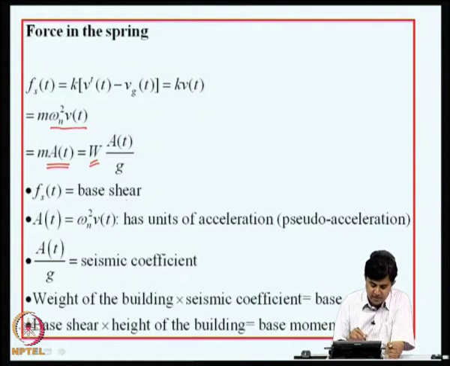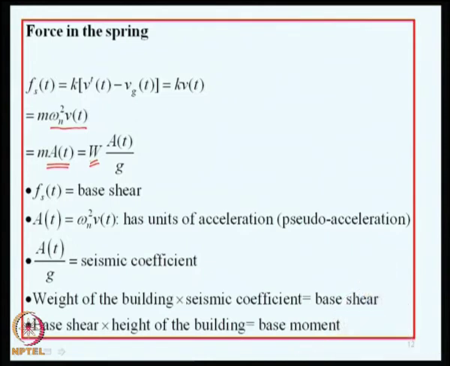So, this Fs of t is nothing but the base shear, and a of t, as I was mentioning, has units of acceleration. We call it pseudo acceleration, and we also call a of t by g the seismic coefficient, because this coefficient multiplied by the weight of the structure provides us the horizontal force, that is the base shear. So, the weight of the building into the seismic coefficient is the base shear. Base shear into height of the building provides the base moment. So, in view of all this, we are interested in the quantity k into v of t. The definition of k into v of t now leads us to the notion of a seismic coefficient.